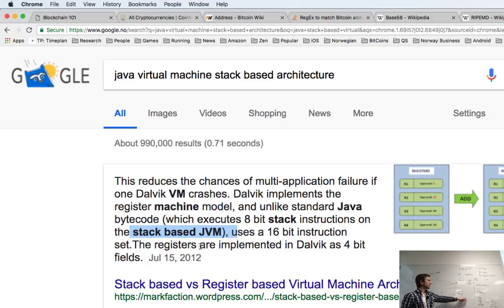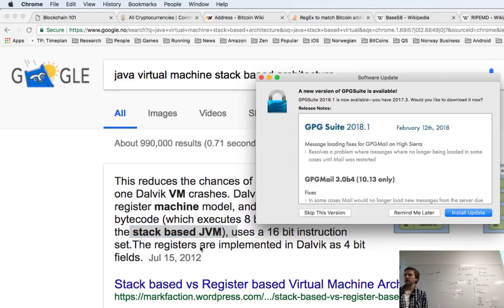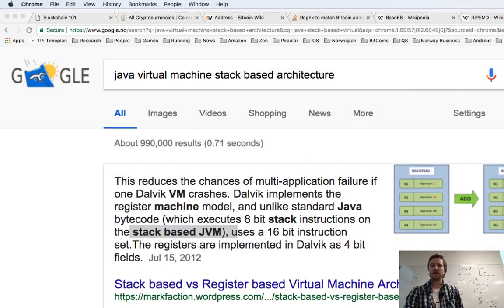What is the disadvantage of this one compared to this one? Why hasn't Android followed the normal JVM? Why did Android follow the new one, which is register-based? This one is easier to specify, and it has a smaller instruction set. So why? What are the disadvantages of this one and advantages of this one?